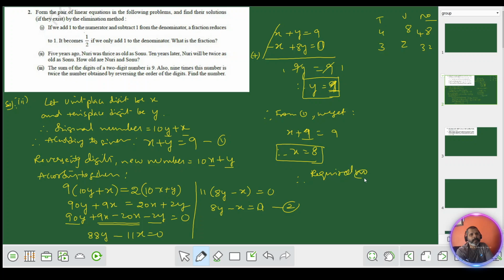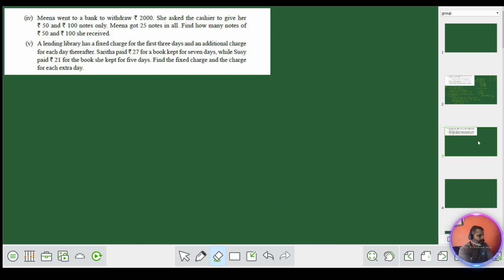Therefore, the required number: x and y are the digits we assumed, right? Unit place is x. First write x. Tens place is y. Y is 1. 8 is the unit place. Therefore, the required number is 18. Okay. Clear? We'll move to the next question. We have two more questions here in this exercise to complete the chapter.